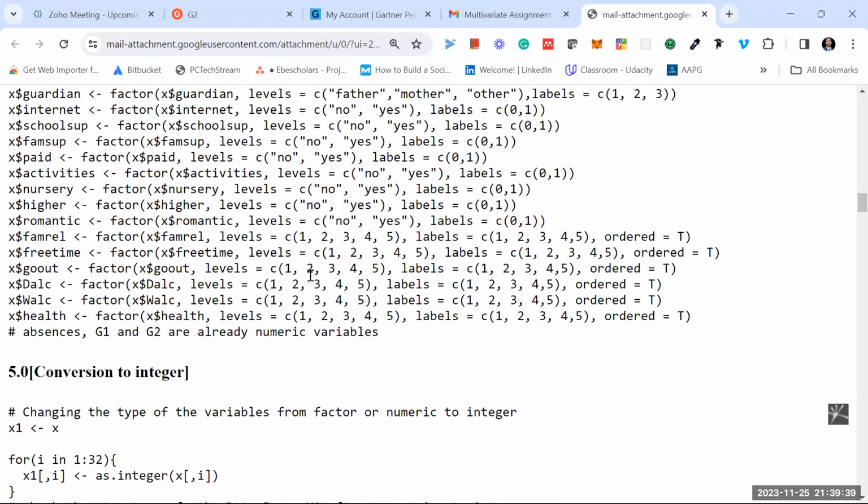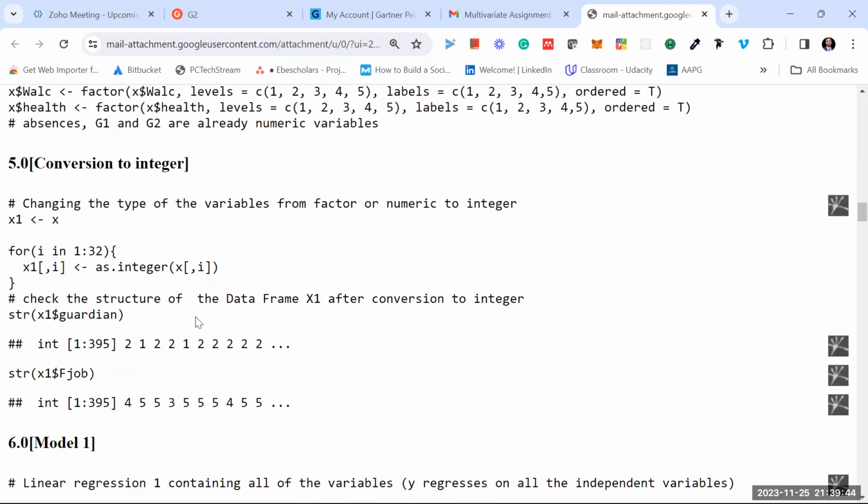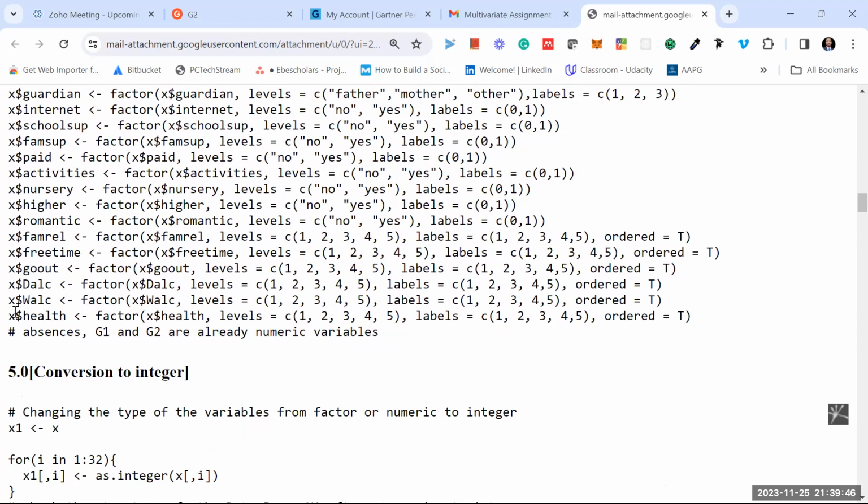Now, there are some that appear to be numbers. They are showing as numbers here. However, they are not really numbers, so we needed to convert them to factors again. But for those particular ones, look at what we did here to show that they are in an order of importance, to show that 5 is more important than 1. To show that these things are arranged in order of importance, we included this particular option here, meaning that ordered is true.